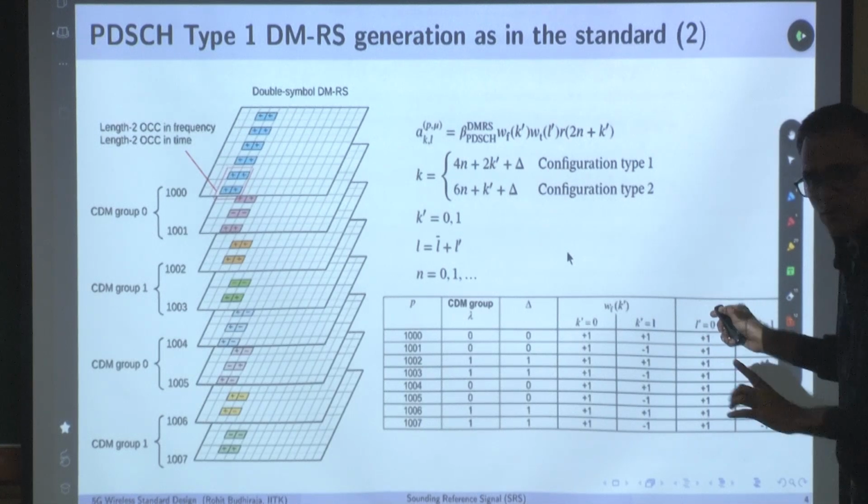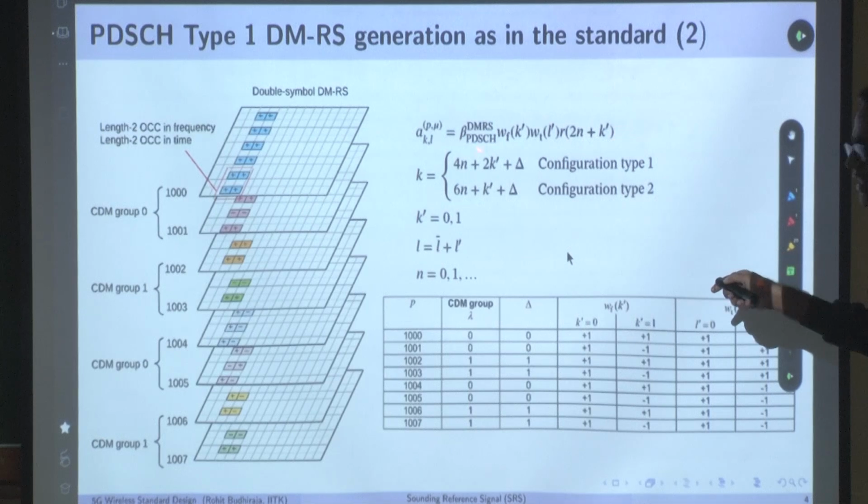What are you doing here? What is this formula telling you? This is the amplification factor. What is this? K dash is 0, n is 0, that is the running index. What will happen? It will be r of 0.